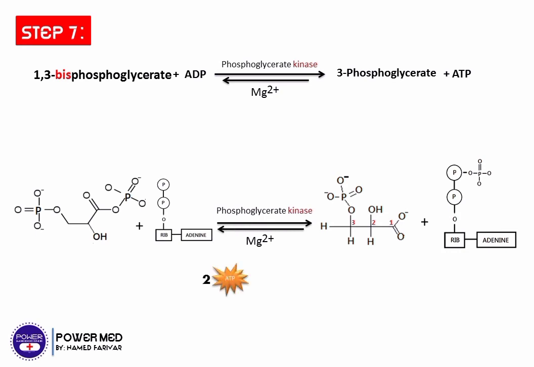And again, keep in mind that up to here 2 ATPs are produced, because you remember that 1 glucose divides into 2 glyceraldehyde 3-phosphate in the process of glycolysis. And up to this level, 2 ATPs are produced per each molecule of glucose.